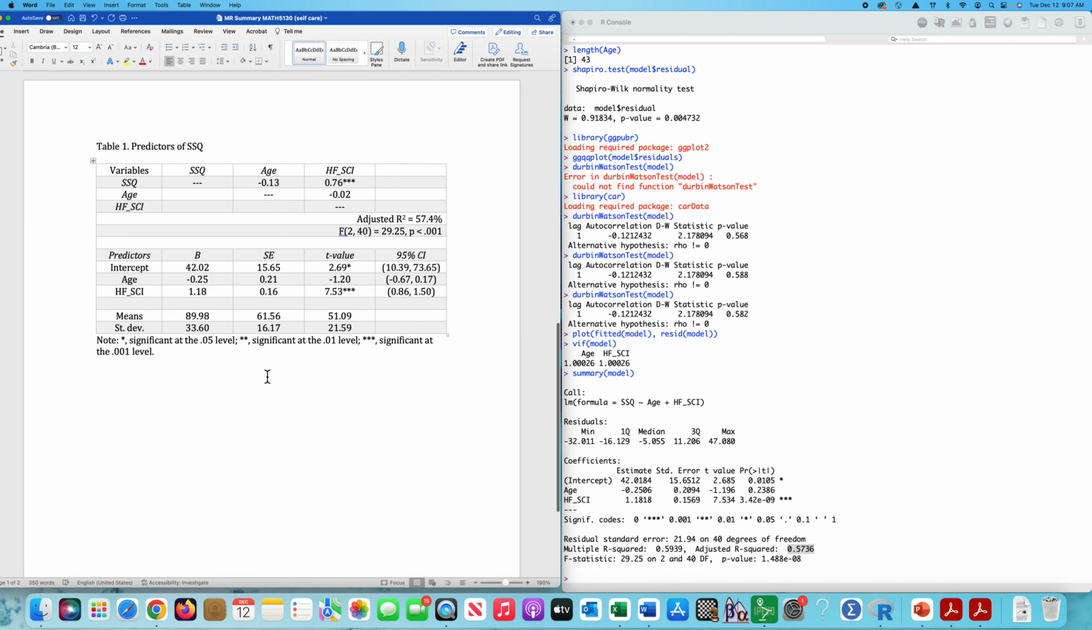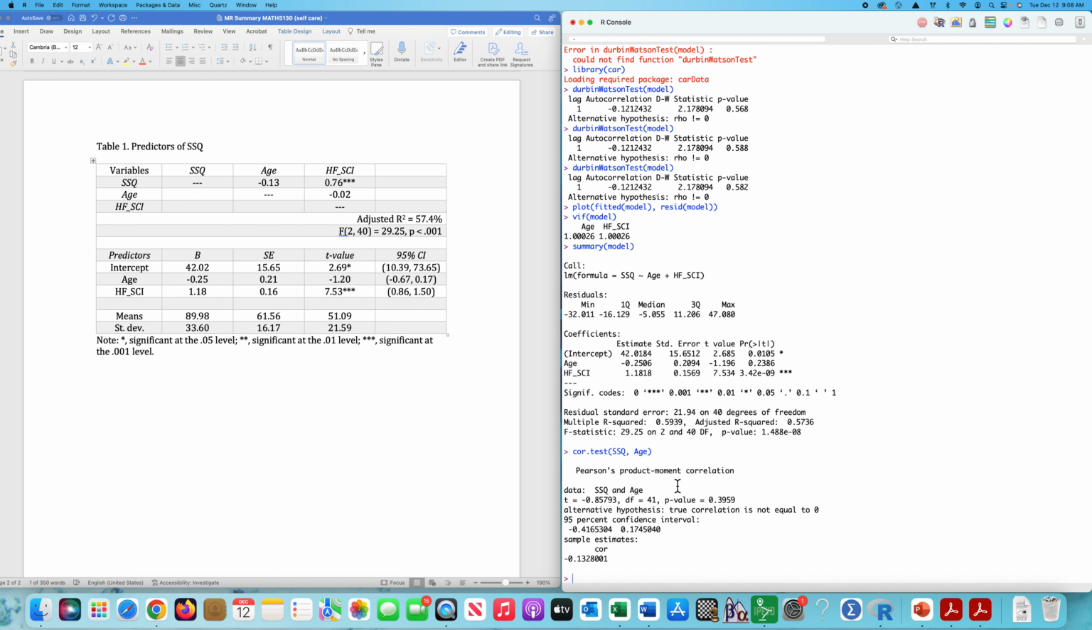Okay, this table is interesting. Let me explain what's going on here. The very first thing we have up here is what's called a correlation matrix. So SSQ, the correlation with itself is irrelevant, so I just put dashes right there because I don't care about that. The upper triangle is equivalent to the lower triangle. So what I do is I do the correlations there. So I would run a cor test for SSQ and age. And you can see that my correlation is negative 0.13, but it is not statistically significant.